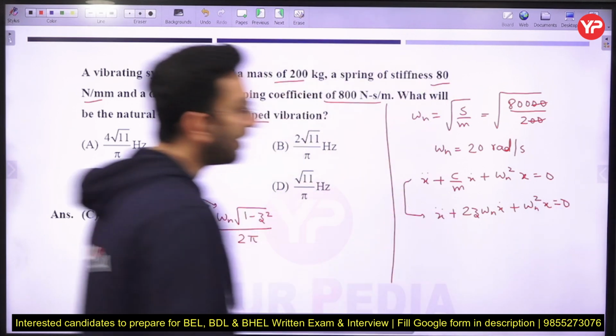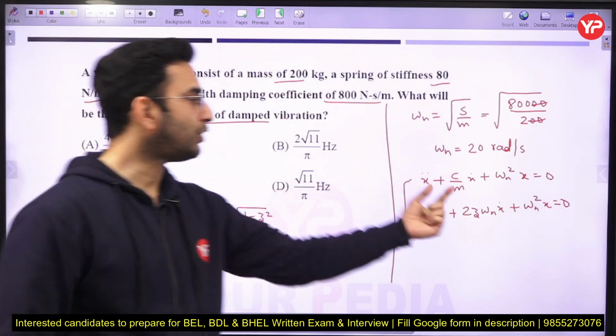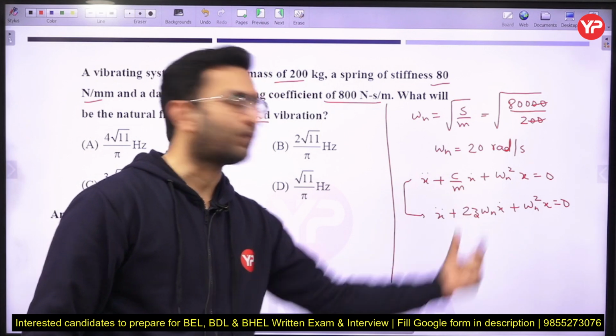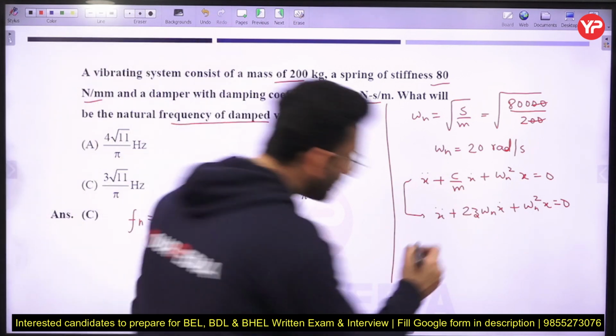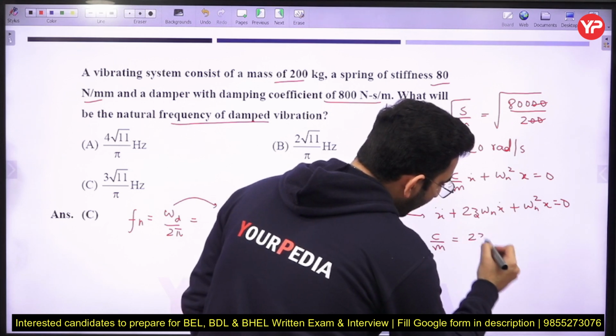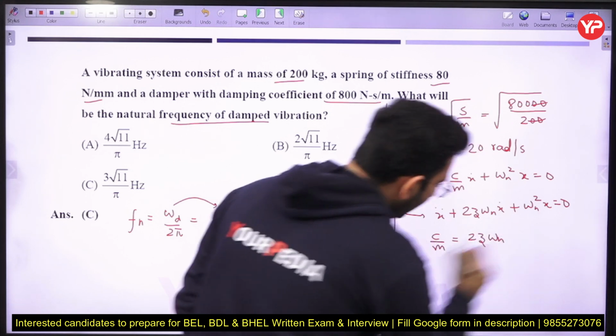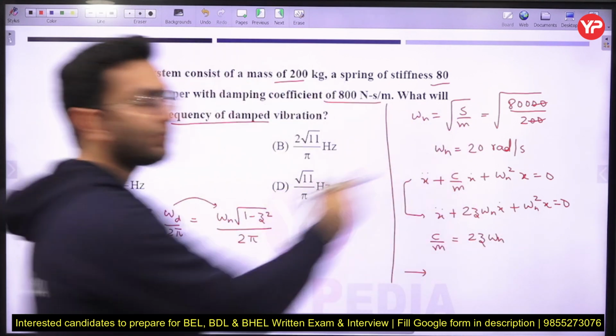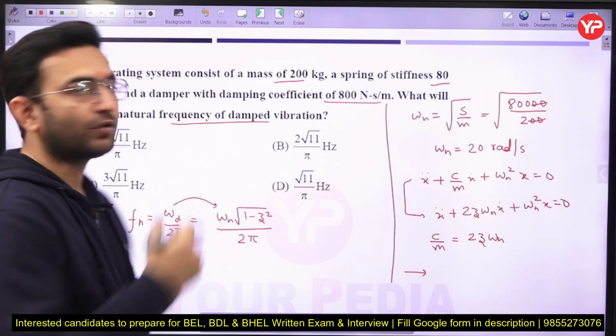So in that case, if you just compare these two equations, you can equate the c by m parameter equal to 2 zeta omega n. So we can say the c by m parameter is going to be equal to 2 zeta omega n, and if you put all the values into this expression, you can easily find out the value of the zeta here.